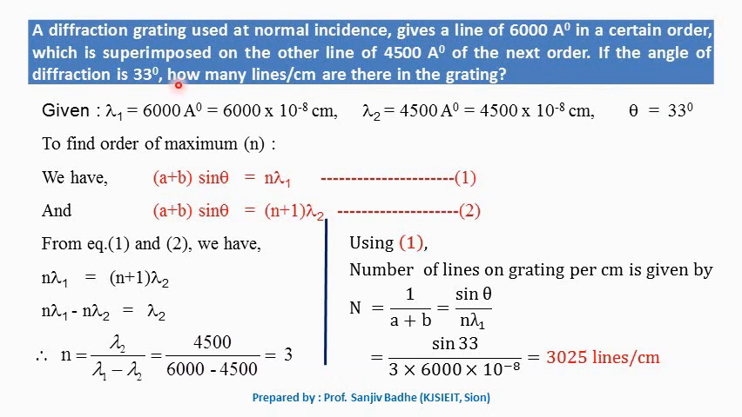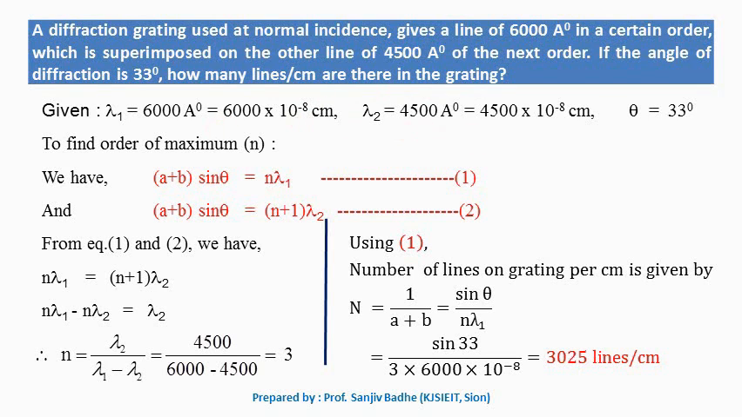Here is one more problem to calculate the number of lines per centimeter on the grating. Here we are not using monochromatic light. A diffraction grating used at normal incidence gives a line of 6000 angstroms in a certain order, which is superimposed on the other line of 4500 angstroms of the next order. If the angle of diffraction is 33 degrees, how many lines per centimeter are there in the grating?